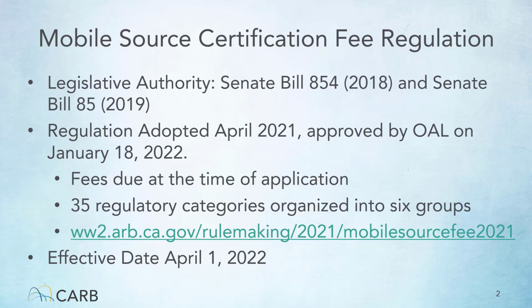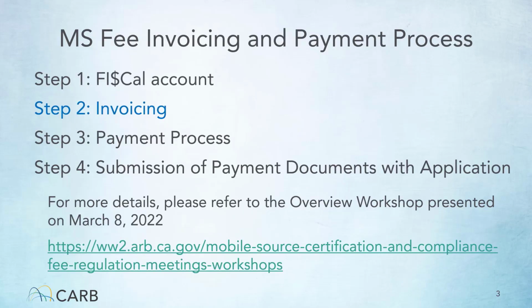So, how do you pay your fee? The fee payment process is a 4-step process: obtaining your fiscal account, creating and finalizing your invoice, making the payment, and submittal of payment documents with your application.